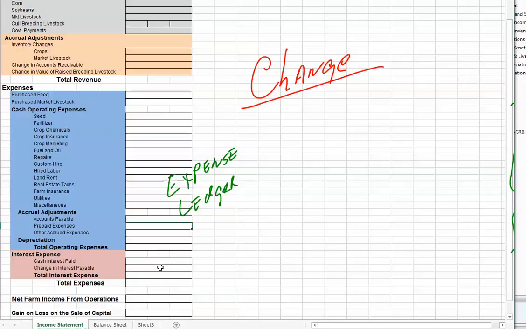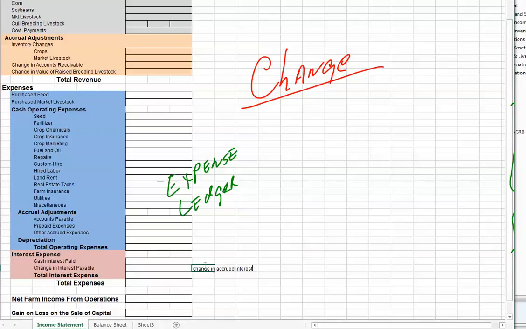Okay, let's move down to the expense account. Remember, interest expense is not an operating expense. When you get down to the interest account, you've got two items. You've got the cash interest paid and the change in interest payable. Now, that change in interest payable is the change in accrued interest. So this right here is actually the change in accrued interest.